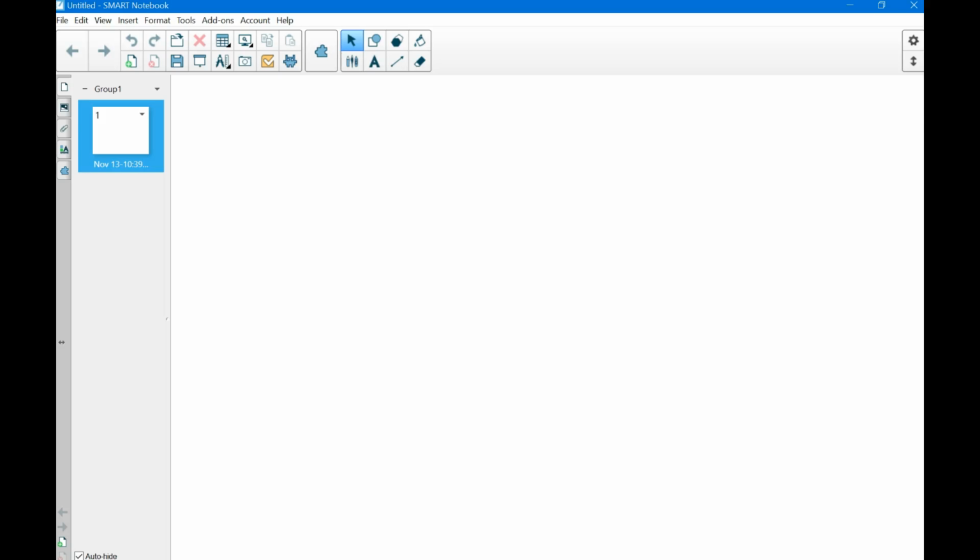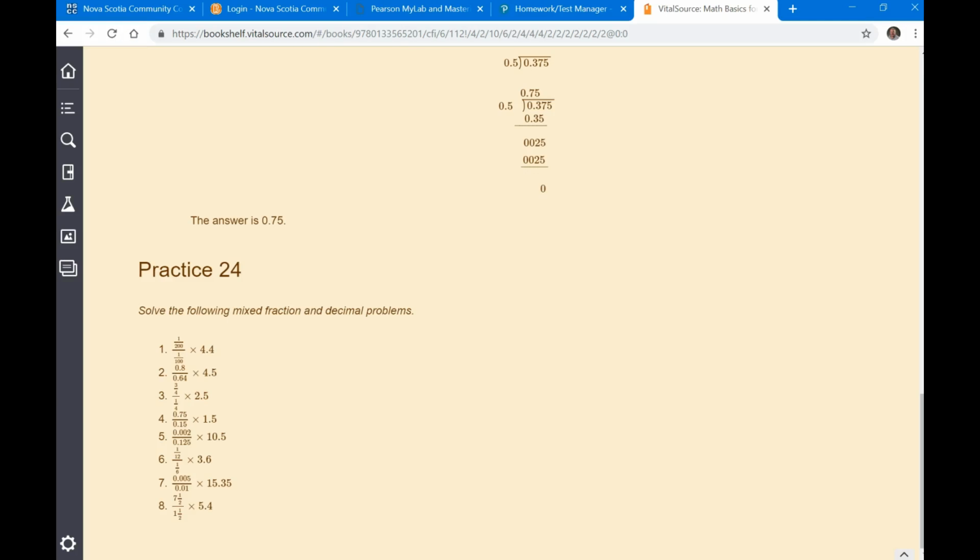So we're doing the last part of this chapter, which is a mixture of everything we've done so far, as I mentioned a minute ago. We have mixed numbers, fractions, complex fractions, and decimals all coming at you at the same time. This is not fun. Actually, it is fun.